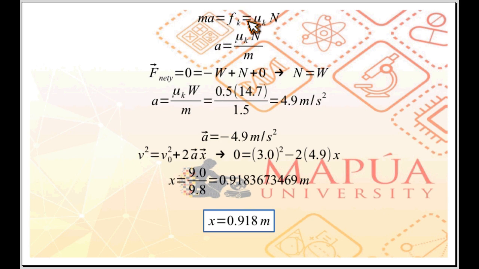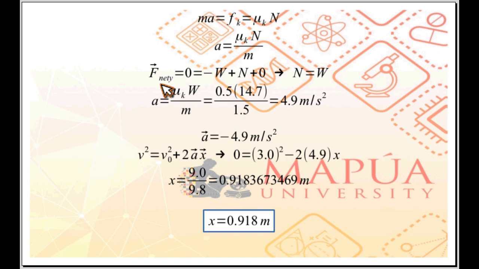Kinetic friction magnitude is constant at mu K N. Therefore, a is just equal to mu K N over m. We know mu K, we know m. We need to determine the normal force magnitude N. So we move on to the Y component.